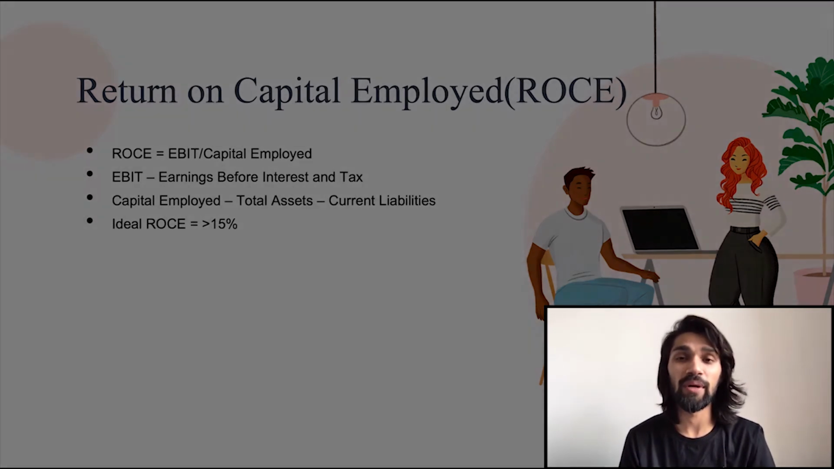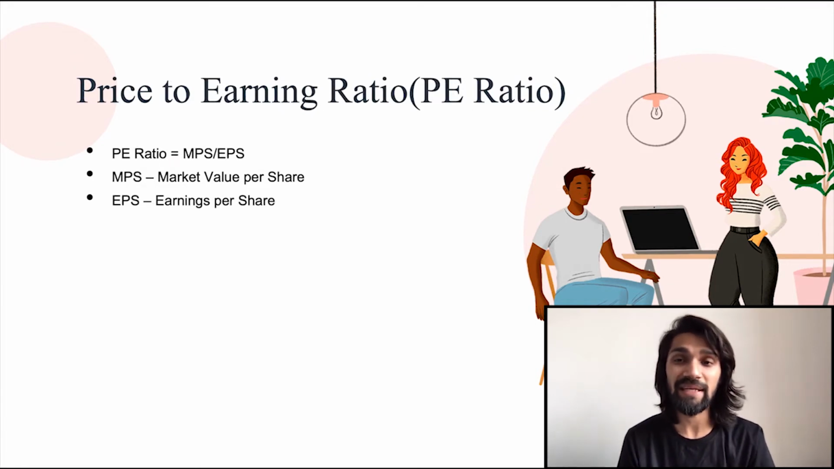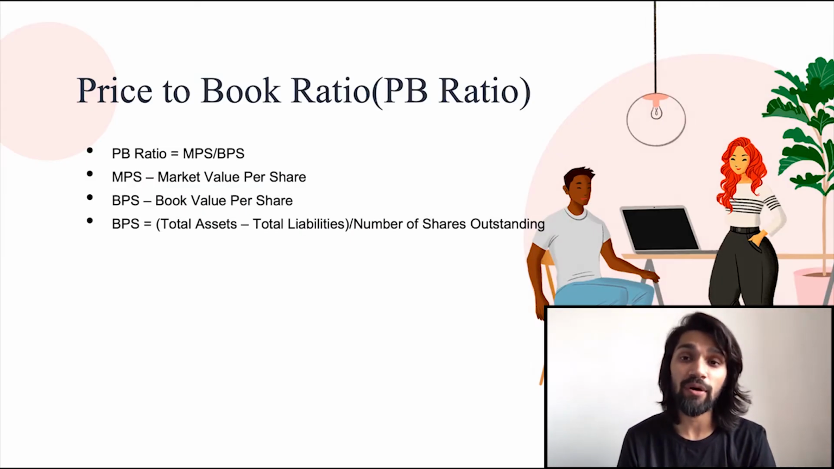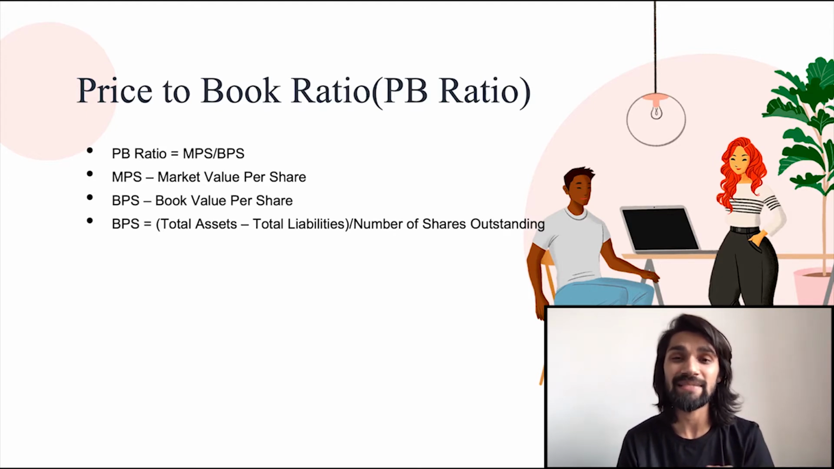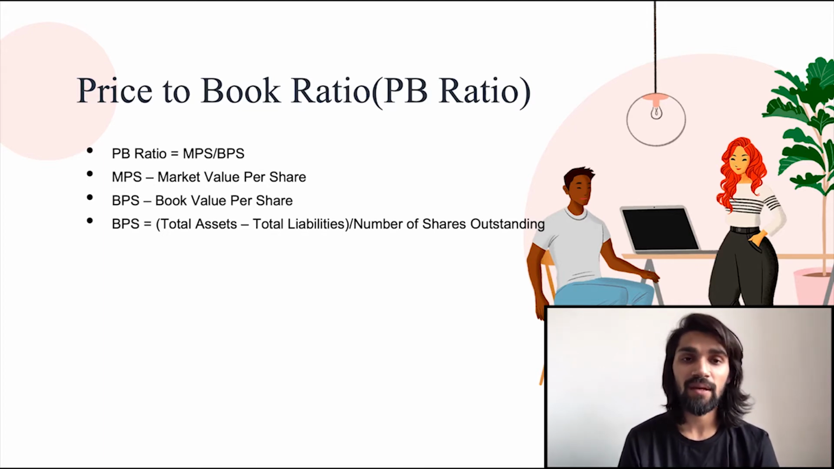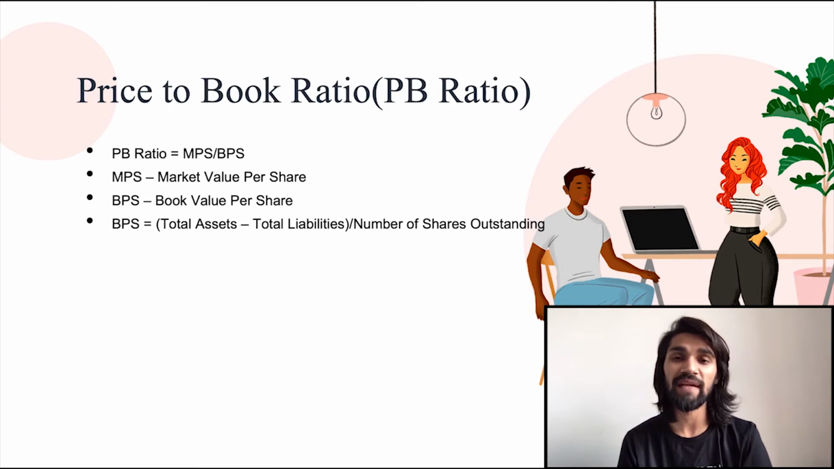The next ratio is the price to earnings ratio, or PE ratio. PE ratio is given by the formula market value per share by earnings per share. Next would be the price to book ratio, or PB ratio. PB ratio is given by the formula market value per share by book value per share, where book value is equal to total assets minus total liabilities by number of shares outstanding. PE ratio and PB ratio are valuation ratios, which sort of tell you if the company is overvalued or undervalued.